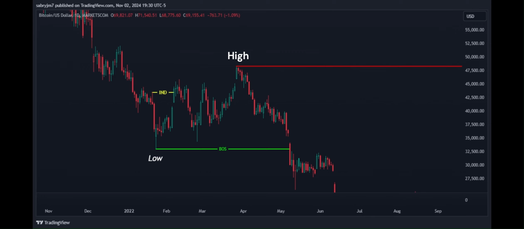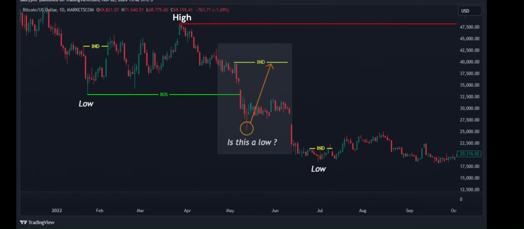Here we have a downtrend, where the lows are lower than previous ones, and the highs are lower than previous ones. To break this trend, the high located between the last two lows must be broken. And if this high is broken with a close, a change in character occurs. So is this considered a low? Certainly not, as the inducement forming this price movement has not been broken.